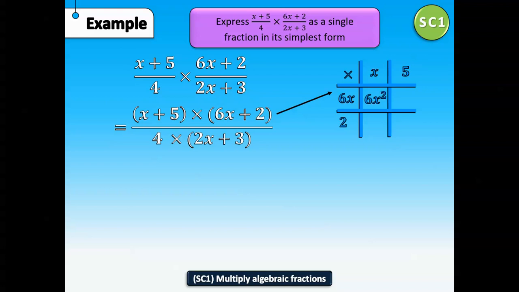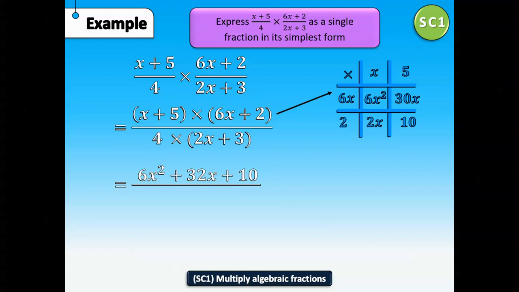6x times x is 6x squared. 6x times 5 is 30x. 2 times x is 2x. And 2 times 5 is 10. We can simplify that to 6x squared plus 32x plus 10.